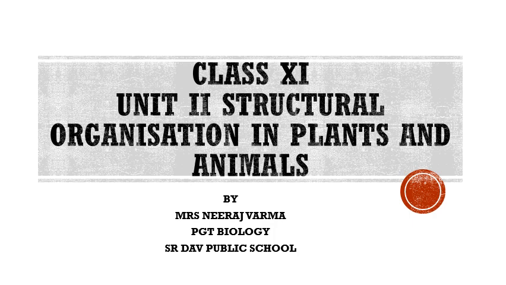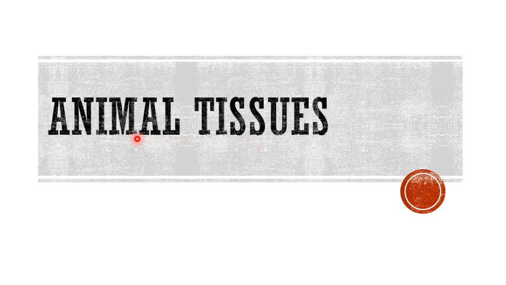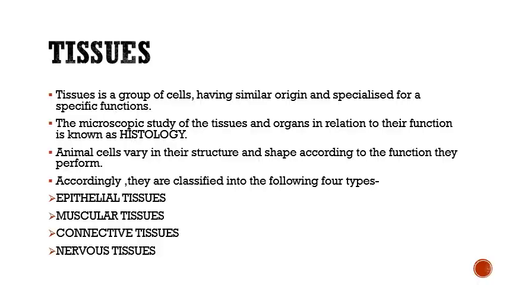After finishing our unit chapter Cell, a Unit of Life, we are going to start with our new unit, Structural Organization in Plants and Animals, and chapter number 7, Structural Organization in Animals, in which we discuss animal tissues. Animal tissues you have done in your previous 9th class, the various types of animal tissue, and in this session we will discuss in detail about the animal tissues.